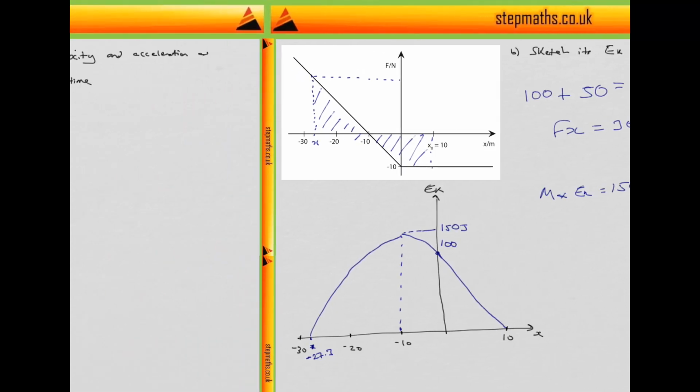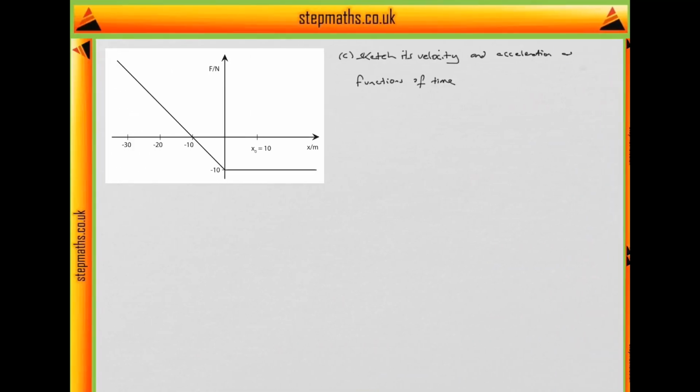Okay, so we've now been asked to sketch the velocity and acceleration again as functions of time, not of distance this time. So how are we going to find our relationships with time? Well, we know that we have points where our acceleration is constant and where it is not constant. So in fact, we'll start by labeling the regions. We'll call this region A, this region B, and this region C. So let's consider region A.